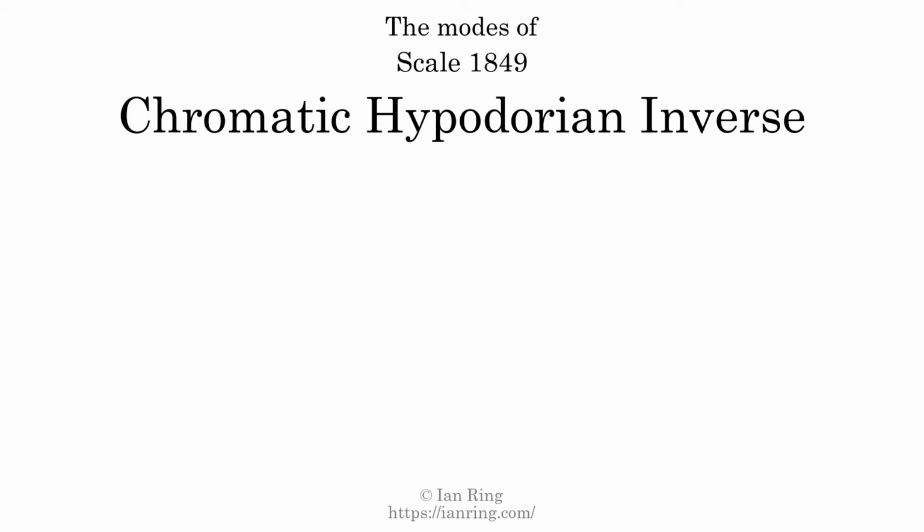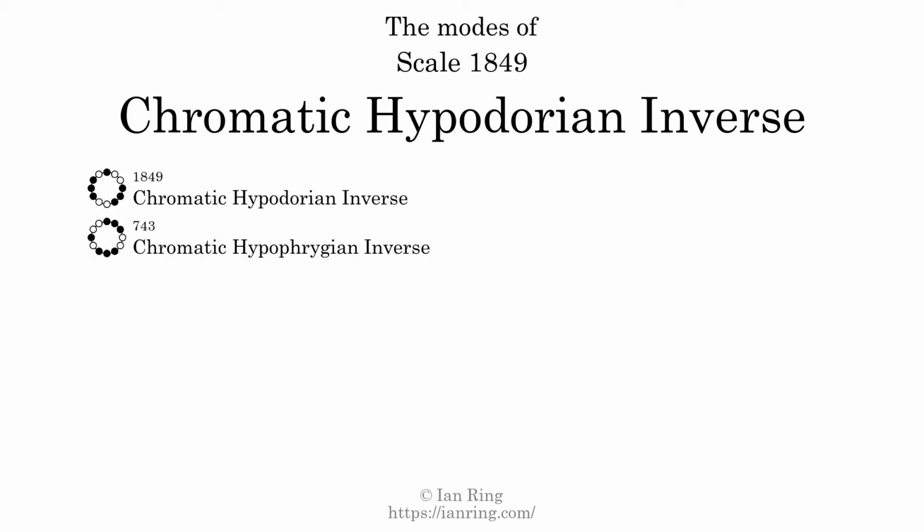This scale has 7 modes. The first mode is itself. The second mode is scale 743, also known as Chromatic Hypodorian Inverse. It sounds like this.